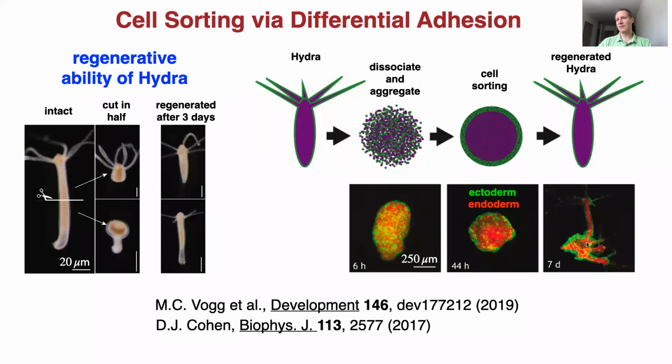And if you wait a few days, now you start seeing that a head is popping up here, and another head is popping up here. So you started with a collection of cells that have sorted themselves out, and now they have developed into a complete organism. And it's thought that this cell sorting mechanism also plays a role during the developmental stages of embryos.